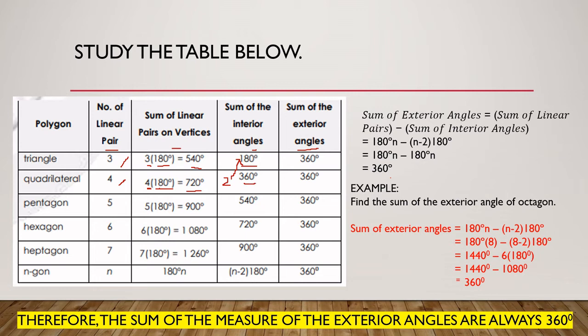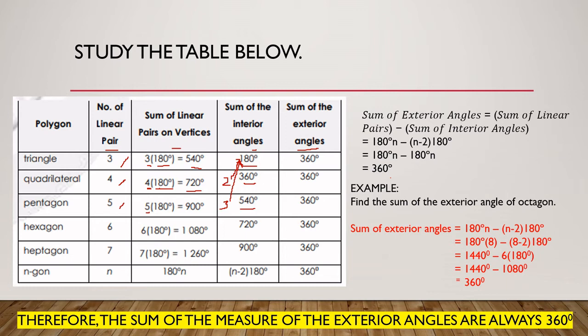Now, for pentagon, we have 5 sides, so we can form 5 linear pairs. So, again, multiply 5 times 180 degrees equals 900 degrees. Since it is a pentagon, if we draw a diagonal from one vertex, how many triangles can you form? We can form 3 triangles. So, multiply this by the sum of a triangle, 180 degrees. Therefore, the sum of the interior angles is 540 degrees.